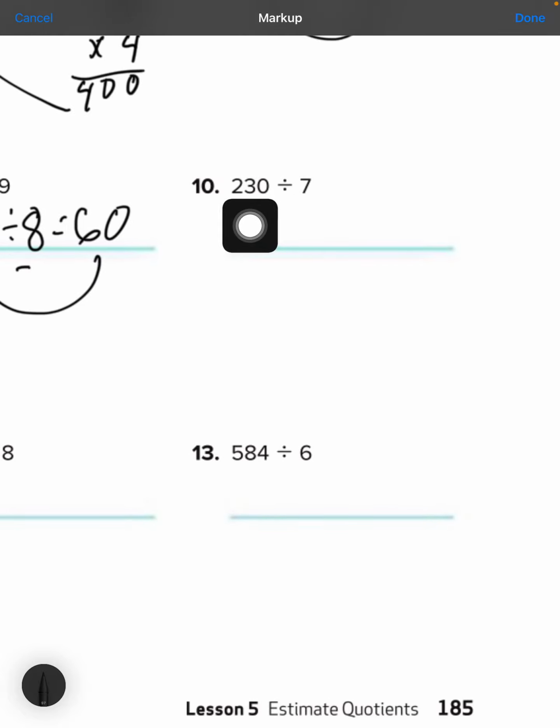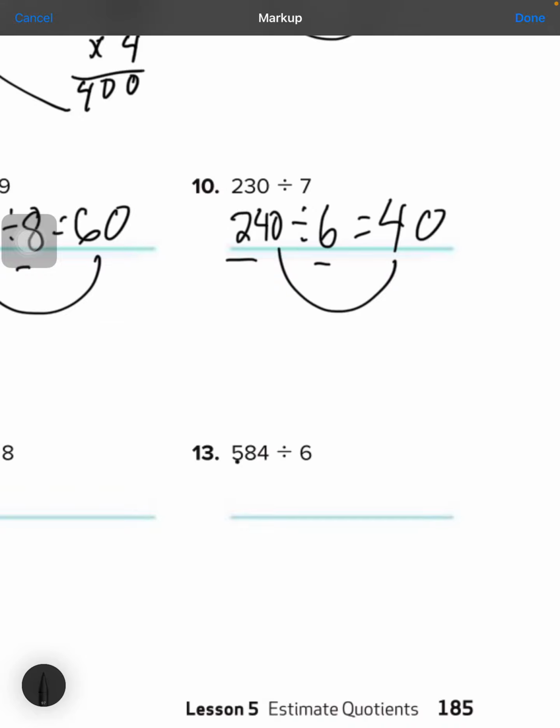Number 10, 230 divided by 7. Let's change them both. That seems to be the pattern we're following here. Let's change 230 to 240, and I know that 6 plays a lot nicer with it. 24 divided by 6 equals 4. Bring the 0, and we have a 40.